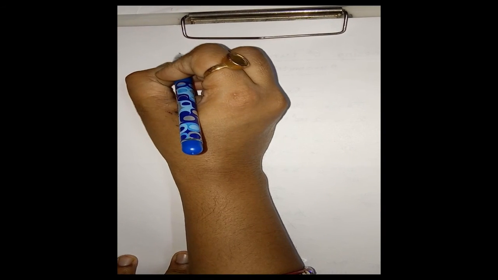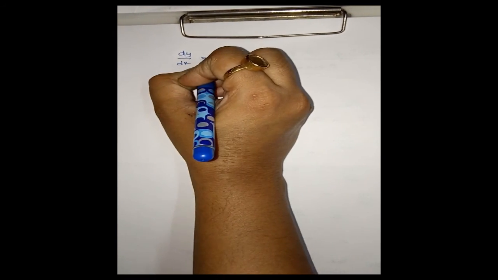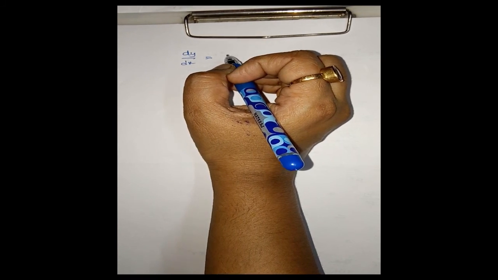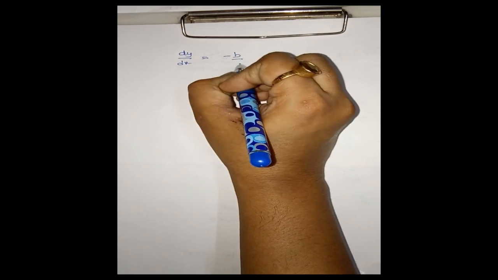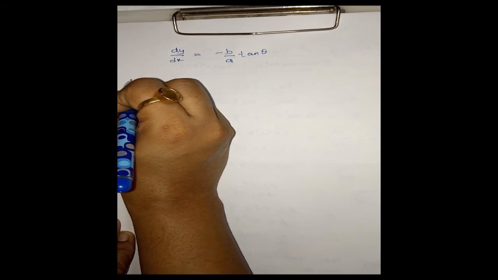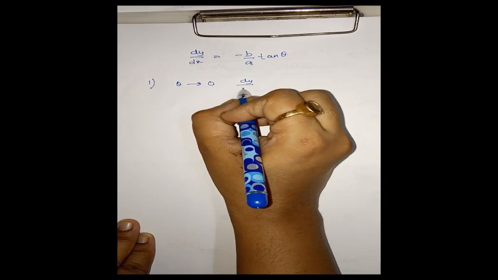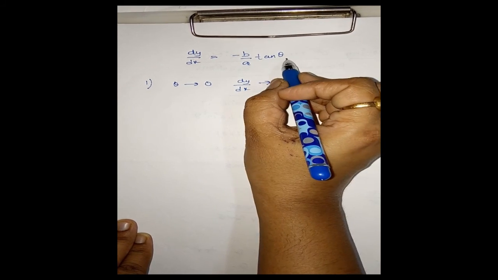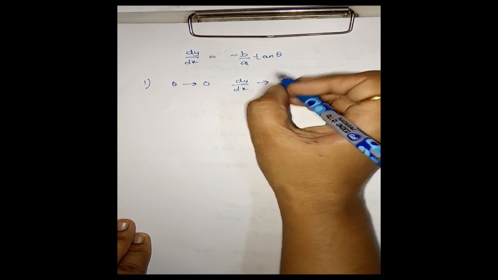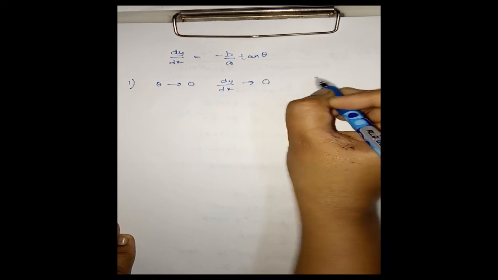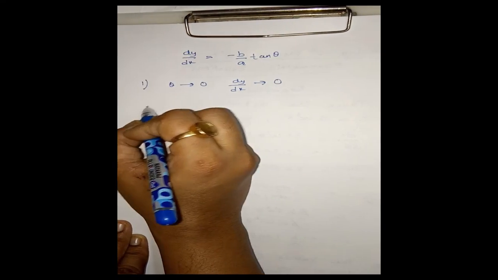Now we have to find the points where the tangent is parallel to the x-axis and parallel to the y-axis. Now my dy by dx is equal to minus b by a tan theta. Okay, this is my dy by dx. From this we note that as theta tends to 0, tan theta is sin theta by cos theta, so dy by dx tends to 0. That means at this point the tangent will be parallel to the x-axis.